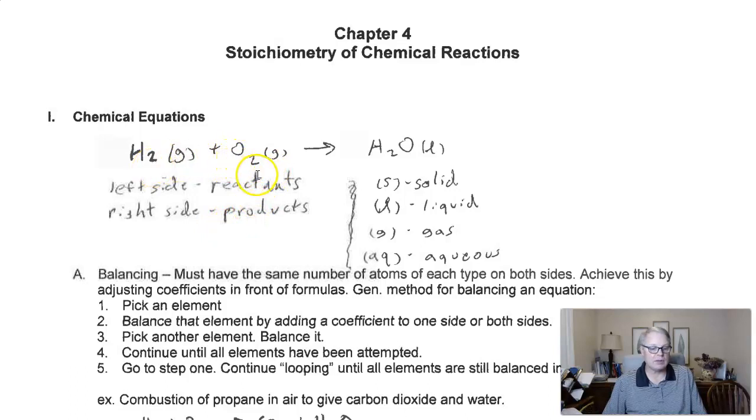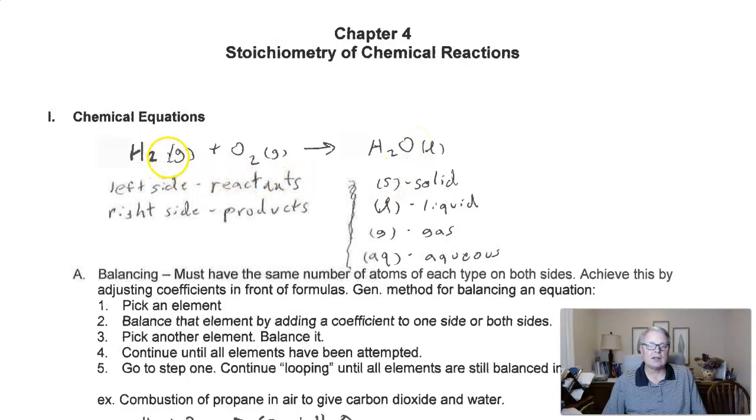That would be H2 and O2. It's a generic term to talk about everything on the left-hand side. Everything on the right-hand side of the arrow, these are called my products, because this is what I'm producing. So in this case, I only have one product in this chemical reaction, and that would be H2O.